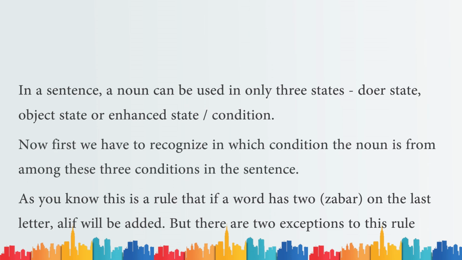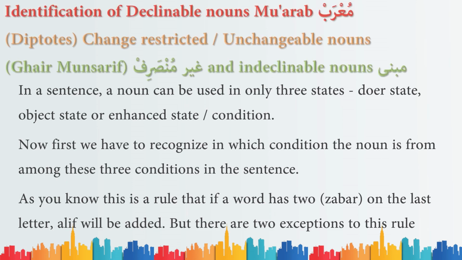Now first we have to recognize in which condition the noun is from among these 3 conditions in the sentence. As you know, this is a rule that if a word has 2 zabar on the last letter, alif will be added. But there are 2 exceptions to this rule.